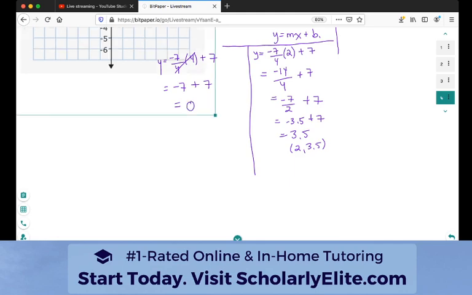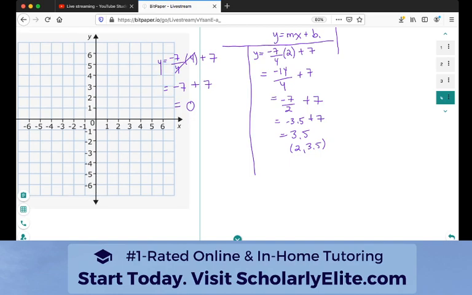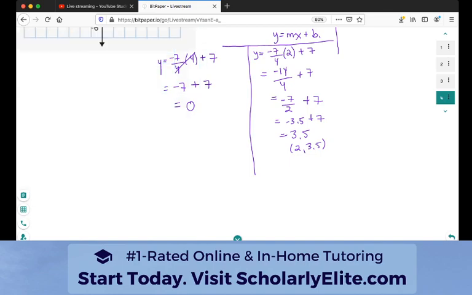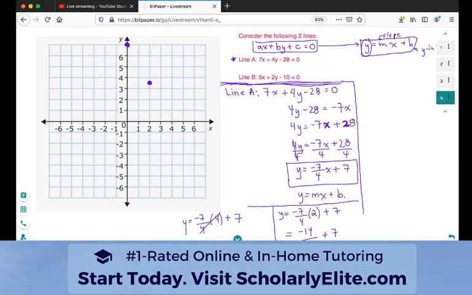lo and behold, without even trying, oh, not what I was trying to do. I have found our x-intercept, which is right here. So this is this line. Alrighty, guys? Just going to put my line value here.